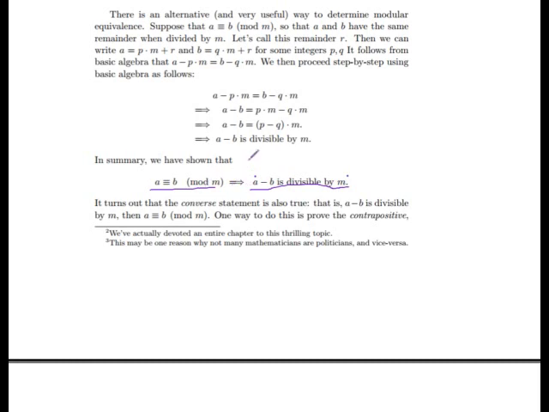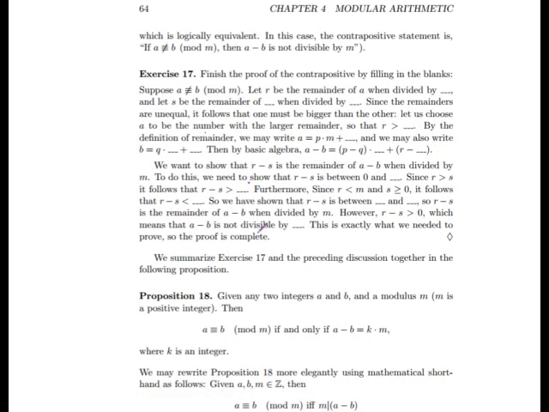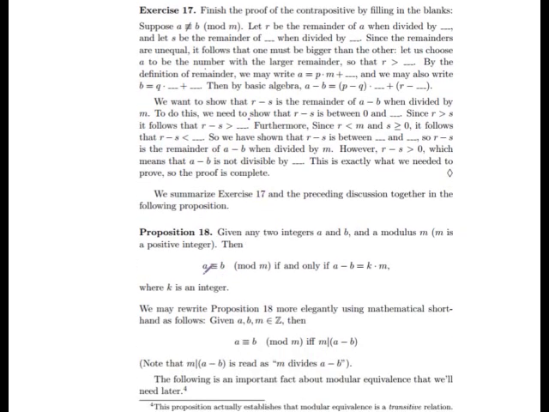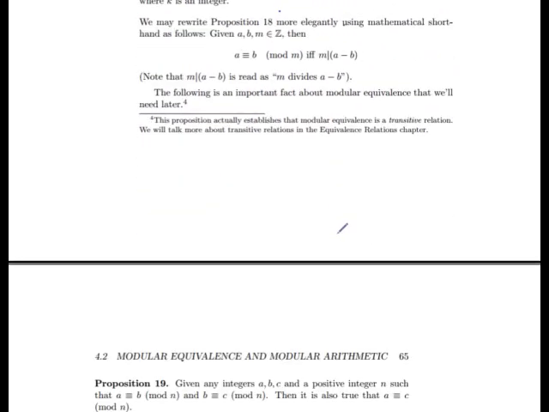Here we show the if part. The only if part is exercise 17, where you fill in the blanks. And the result of proving the if part and the only if part shows that these two definitions are the same. A equivalent to b mod m, if and only if a minus b equals k times m. That's the same thing as saying that a minus b is divisible by m. Here's a shorthand notation. A minus b is divisible by m can be written this way. m divides a minus b. And let's go on to the next fact.